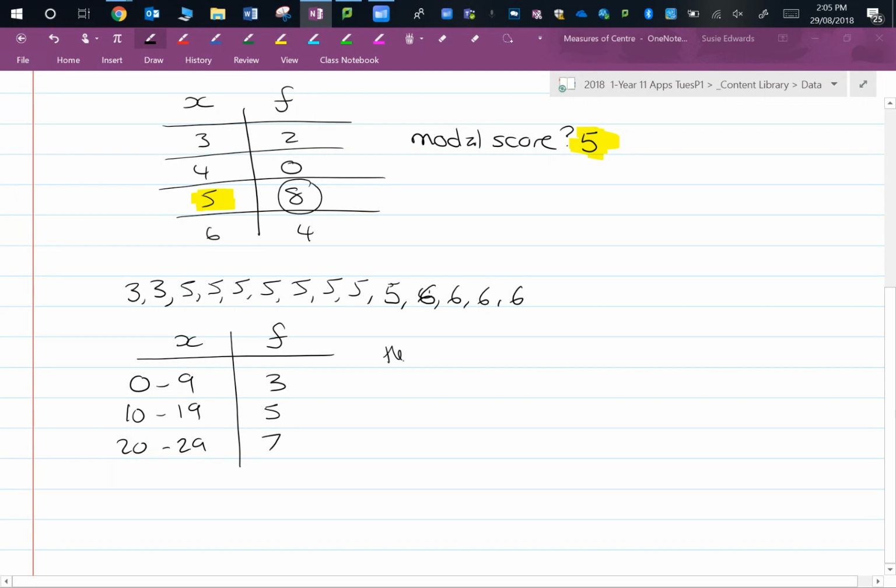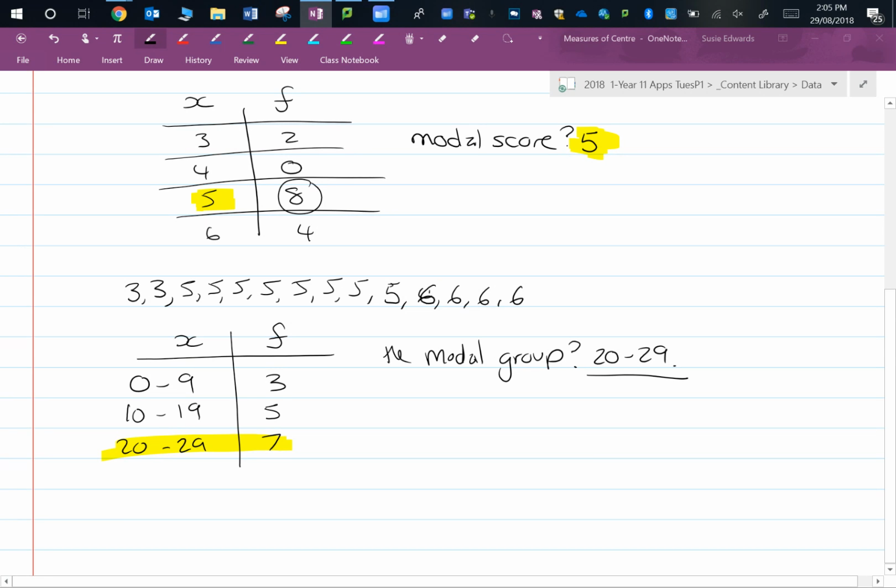Might say the modal group. Okay, so it's not asking you specifically for the mode, it's asking you for the modal group or the modal interval. This is sometimes called a class interval. What do you think is the answer for this one? 20 to 29. You don't have to write any other answer other than the group which it's in, 20 to 29.